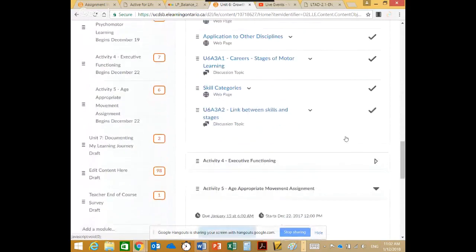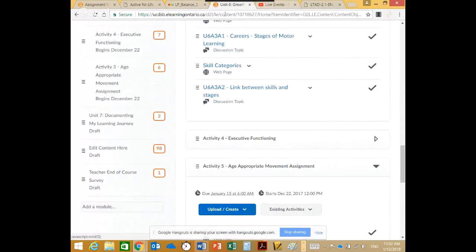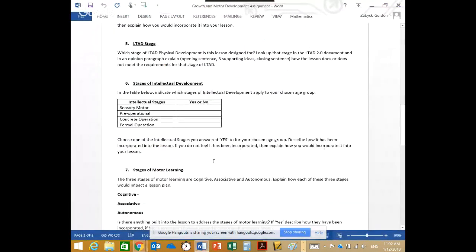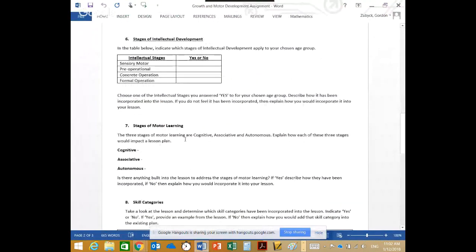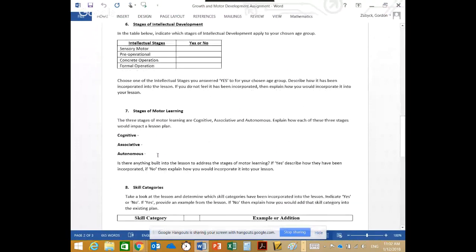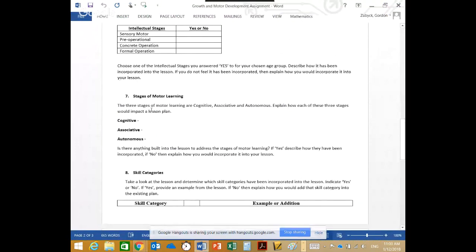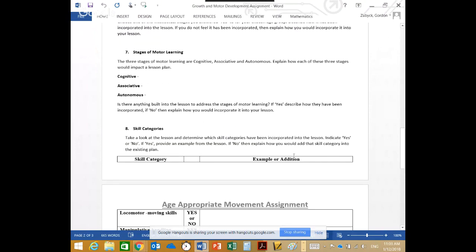Okay, so it's important to make sure that you go back to the content. There's lots there to support what it is that you're working on. Our stages of motor learning are cognitive, associative, and autonomous. So explain how each of these would impact the lesson plan, first of all. And then you're going to take a look at the lesson to determine whether or not it actually addresses the stages of motor learning. And again, if yes, describe how it's been incorporated. And if no, you would say how you would then make adjustments to the lessons so that they were incorporated.